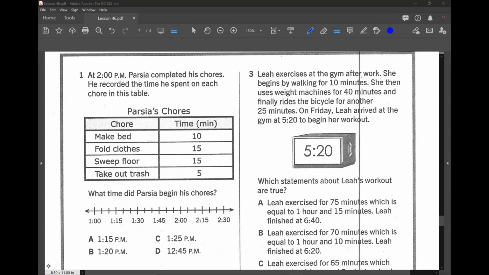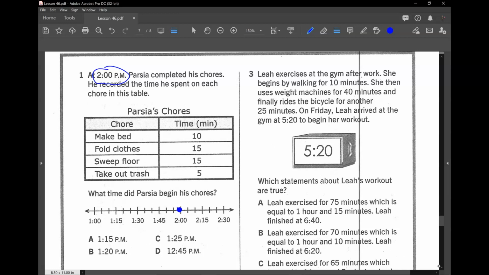So if we look at the word problem, we see that at 2 p.m., Parsa completed his chores. So we need to mark 2 p.m. because that's what time he finished the chores. They want to know what time he began the chores. This shows us what time he ended. In order to find out what time he began, we have to go backwards.